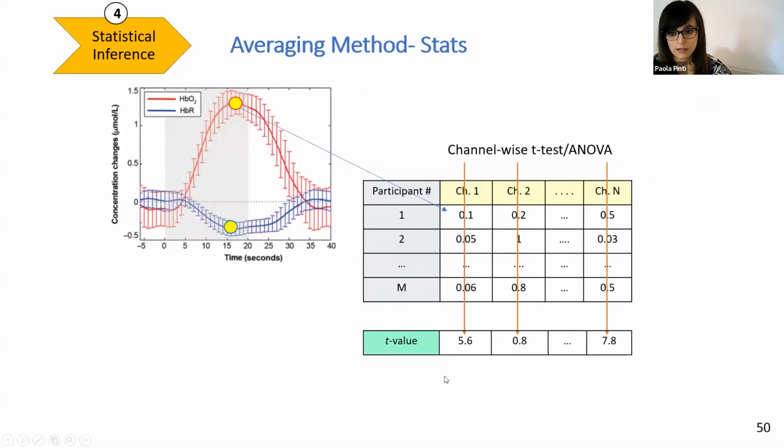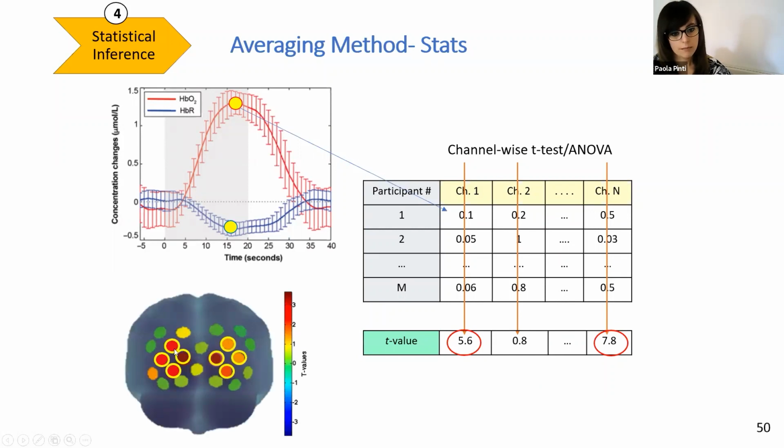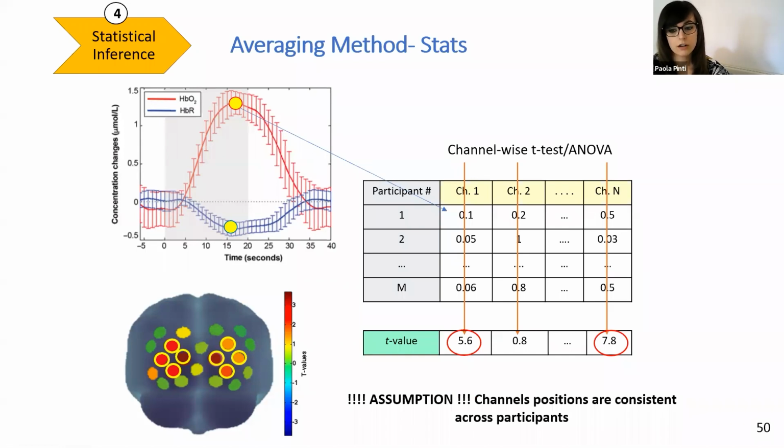So again, my t-value or F-value. The channels where I get a significant difference are marked as, of course, active, and I use this information to localize the brain region that shows significant activation to my particular task. Of course, it's worth noting that channel-wise analysis assumes that the channel positions are consistent across all the participants. So that, for example, channel 1 probes the same brain region across all my participants, because I need to group together channels that are anatomically homogeneous with each other.